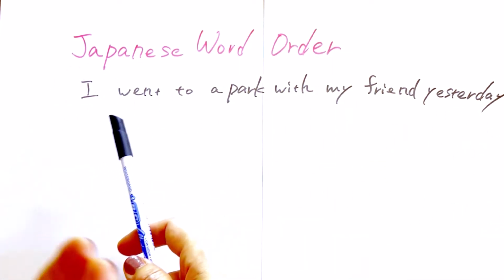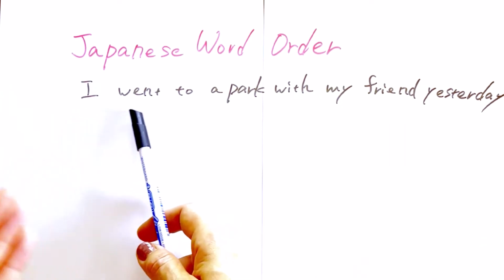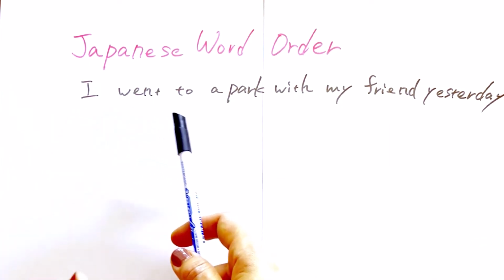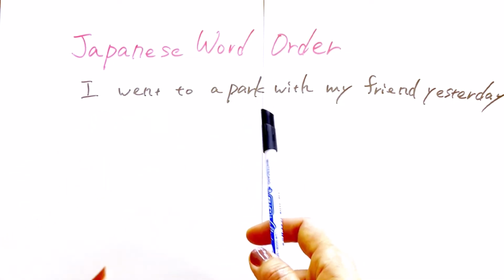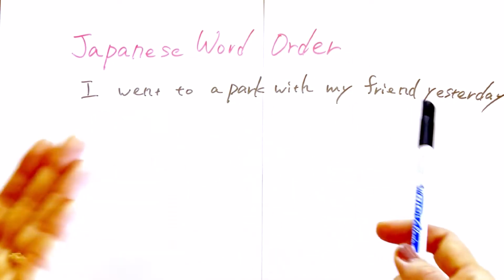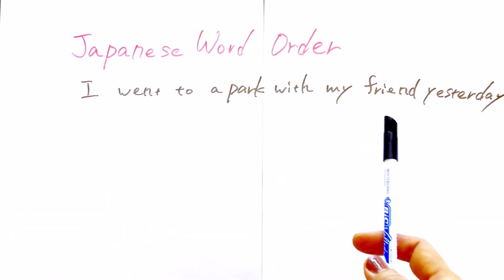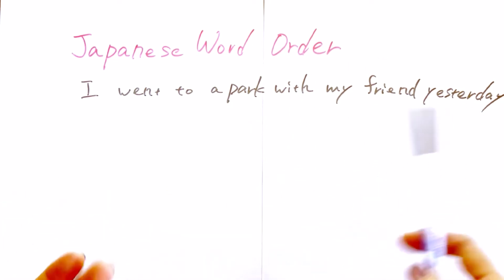Subject, who actually did it, comes first, and then verb, in this case, went, and then to a park, where you went, and with my friend, the person you went with, and then yesterday, the time expression.